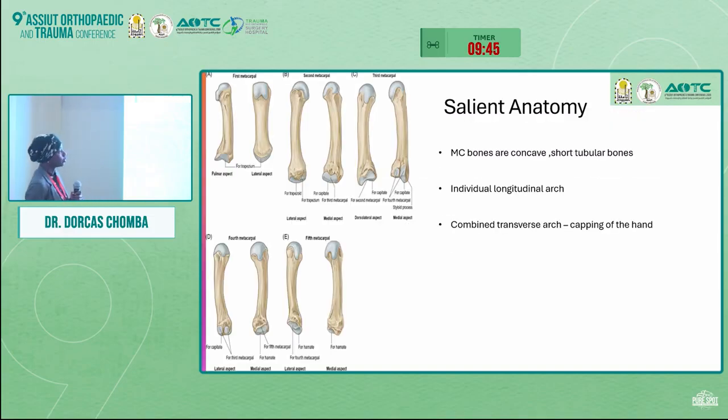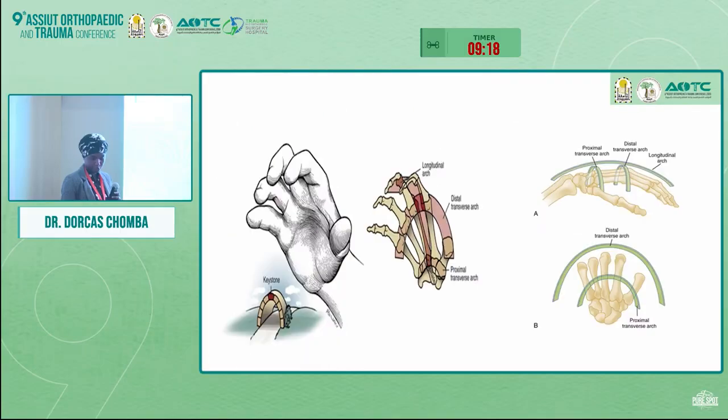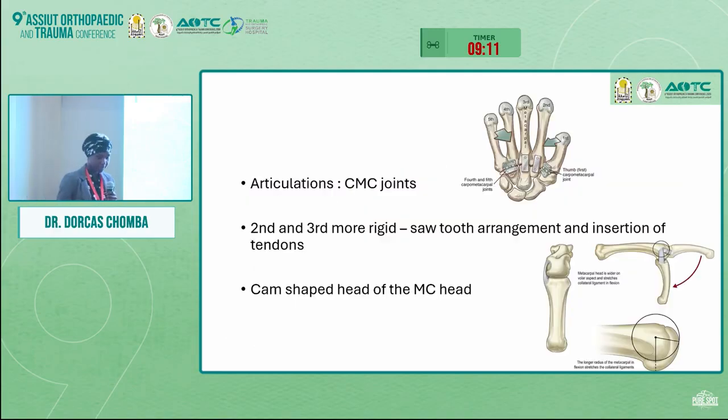So the metacarpal bones are short tubular bones, and they're concave in shape. The convex side is on the dorsal side, and the concave side is on the volar side. Each bone forms an individual longitudinal arc, and when they are combined, they form transverse arches, one proximal and one distal. This is important because when combined, it allows for cupping of the hand, which is very important with the different grips that we try to make using the hand.